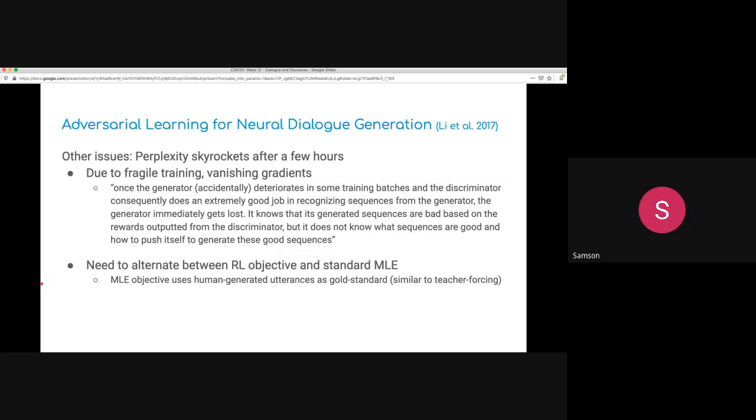Yeah, so actually their solution is to alternate between the RL objective and the normal log likelihood estimation, the maximum likelihood estimation. They say that it's kind of similar to teacher forcing in NMT. Actually, they discovered that it was similar to that. So sometimes you just give it the whole input and calculate the MLE. Yeah, so that seems to address their issue.